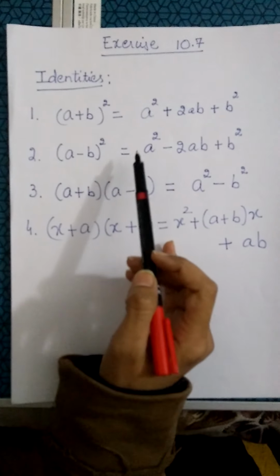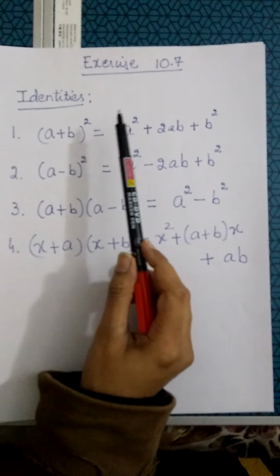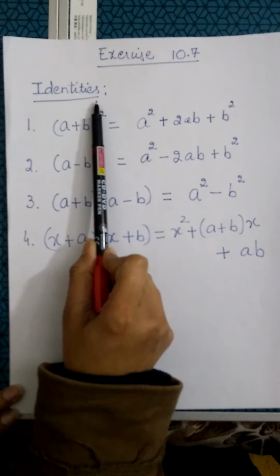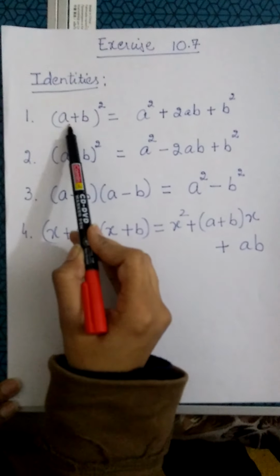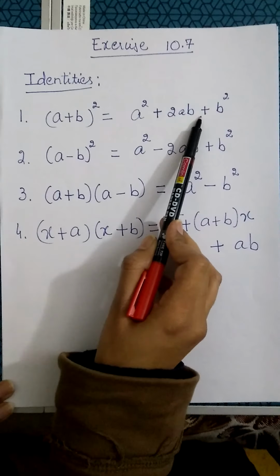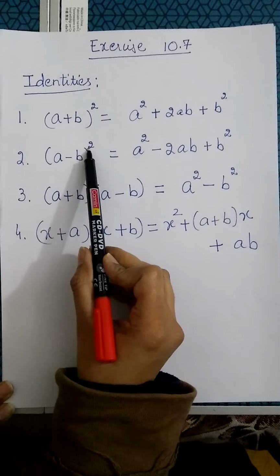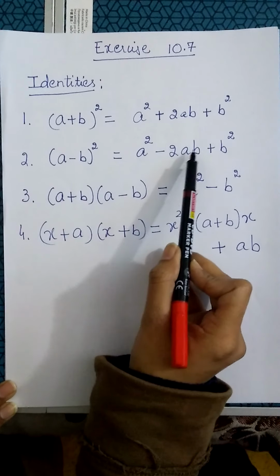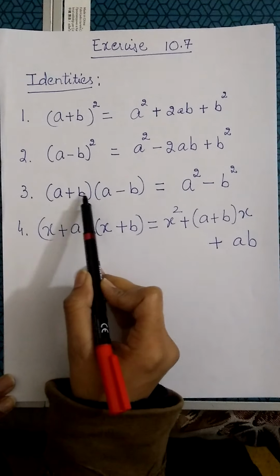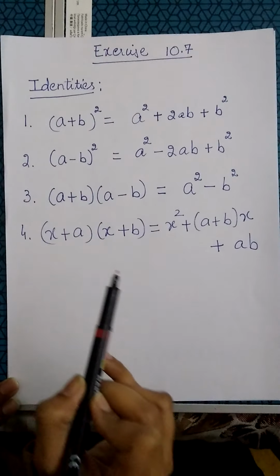Now till now we have done how to divide algebraic expressions. Now in the next exercise 10.7 we will be dealing with a few identities. First identity, (a plus b) whole square is equal to a square plus 2ab plus b square. Second, (a minus b) whole square equals a square minus 2ab plus b square. Third identity, (a plus b) into (a minus b) equals a square minus b square.